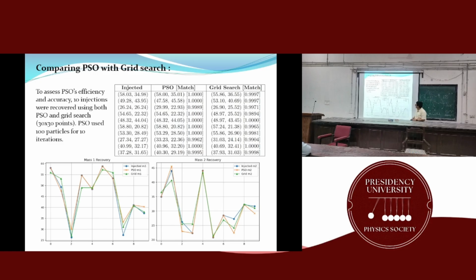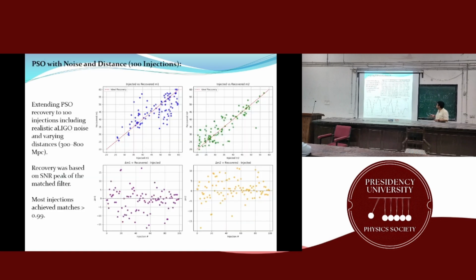Here the blue line with the dot shows the injected mass parameters, and the orange one, the PSO, almost recovers all the masses perfectly, while the grid falters and falls behind in accuracy as well as in estimating the masses. So we can see the PSO is faster computationally and has more accuracy. Now trying for 100 injections with noise, you can see these are the plots for the masses and the biases here.